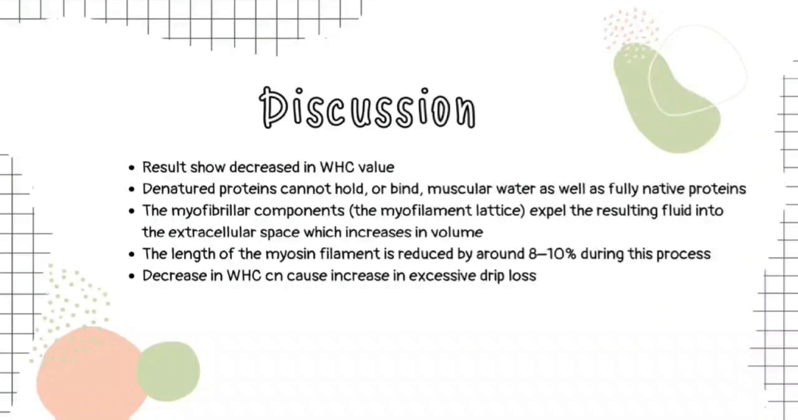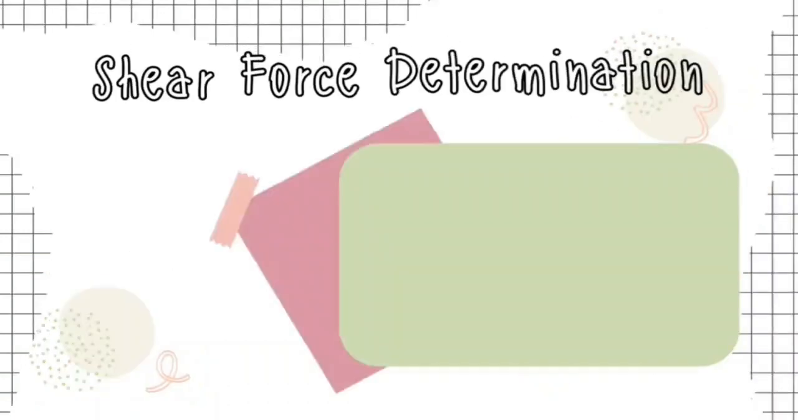Denatured proteins cannot hold, or bind, muscular water as well as fully native proteins. The myofibrillar components, the myofilament lattice, expel the resulting fluid into the extracellular space, which increases in volume. The length of the myosin filament is reduced by around 8 to 10% during this process. Lastly, a decrease in WHC can cause an increase in excessive drip loss.